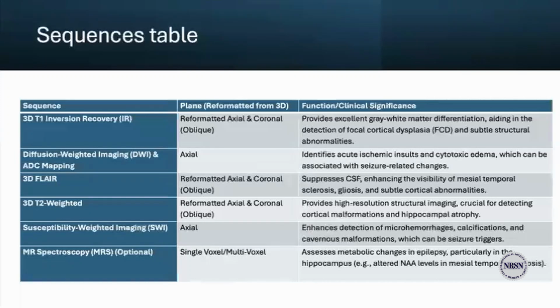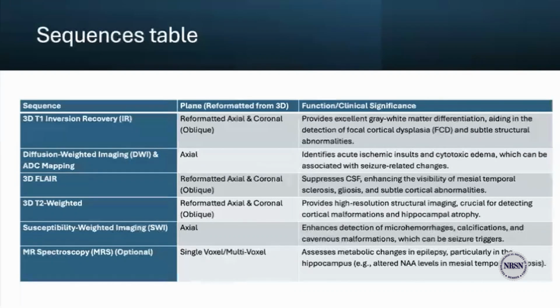So for our seizure protocol, these are the sequences we do. You'll notice that for T1 here, we do not use a T1 FFE or a T1 TFE as opposed to the other sequences. It's very important for the seizure protocol for you to use a T1 inversion recovery, or at least that's what we use at our facility, because the inversion recovery will give you a very distinct gray-white matter differentiation. So it will help you pick up on very tiny or easily missed focal cortical dysplasia or structural abnormalities.